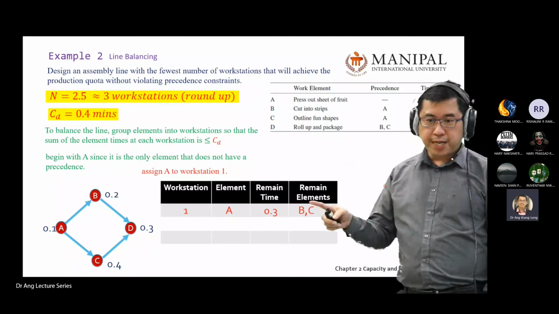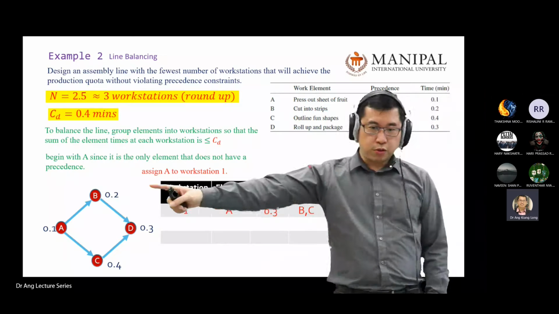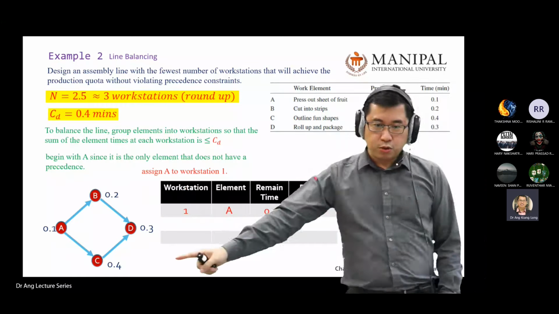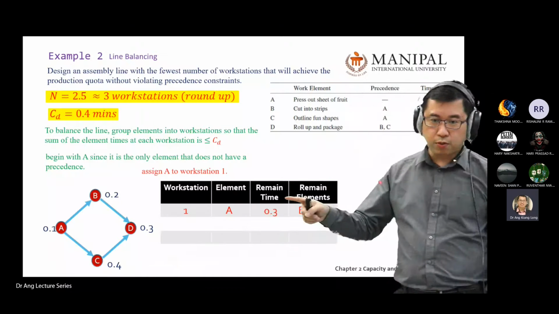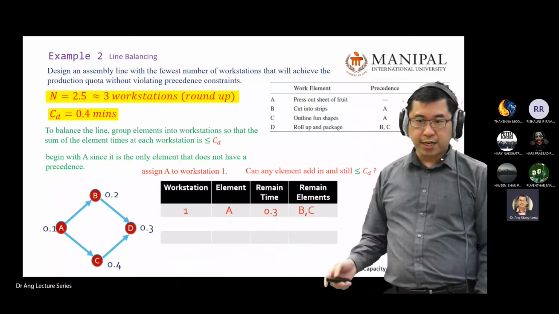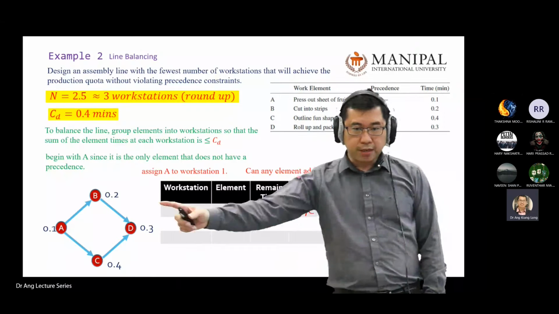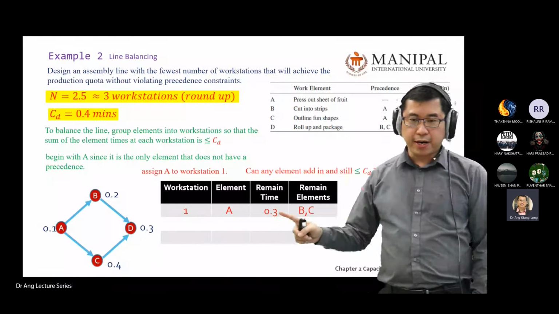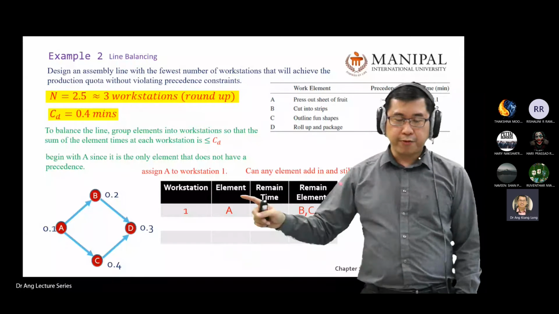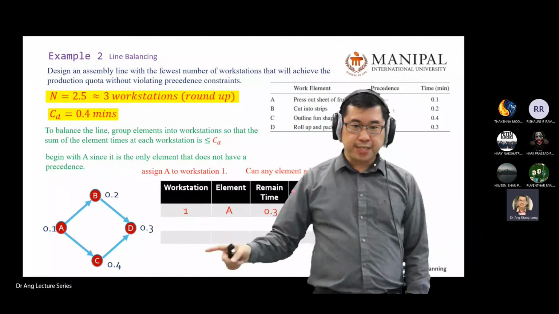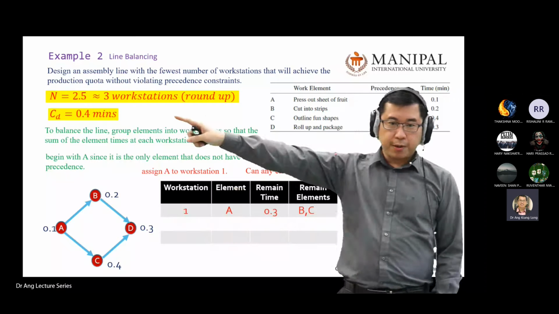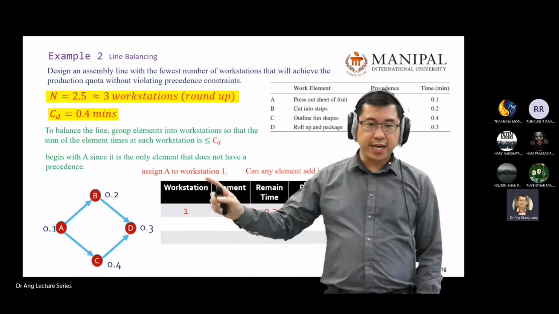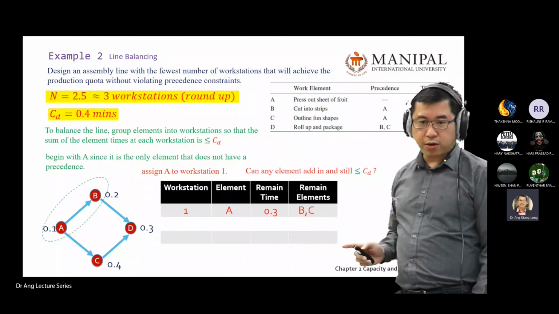So between B and C, which one do you choose? If you choose B, does it fit into remaining time? If you choose C, does it fit into remaining time? In this case, I choose B, because if I choose C, I will run out of my remaining time. If I put process A and process C in my workstation, it will take more time than my desired time. So I cannot combine A and C. Now I can only combine A and B.